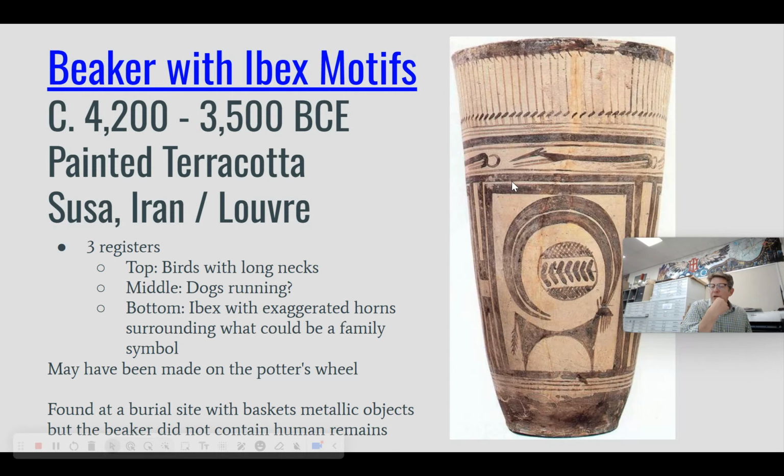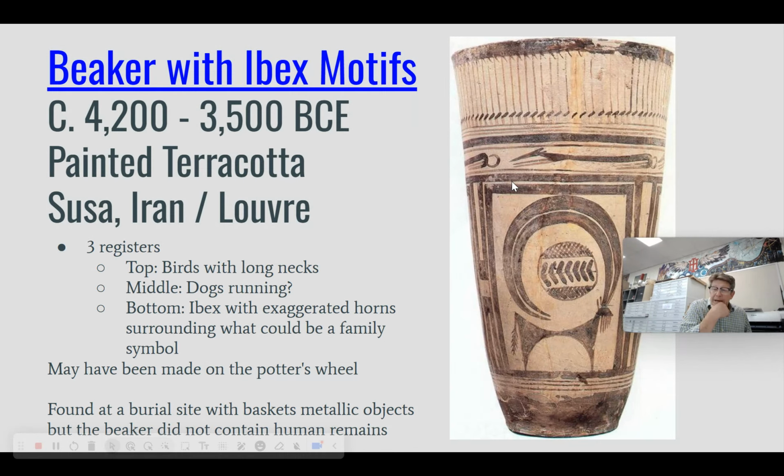Otherwise, why would you bury it with them when they passed away? There's metallic objects, there's baskets that are mixed amongst these, although there were not human remains in this beaker, there were human remains as well. So you weren't buried in the beaker. It was part of a number of other things that accompanied you into your burial site.